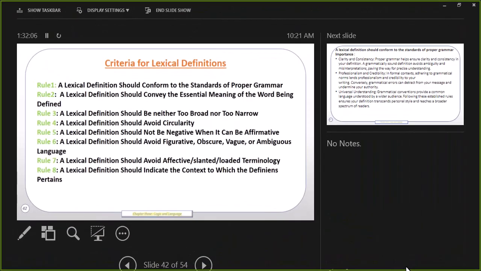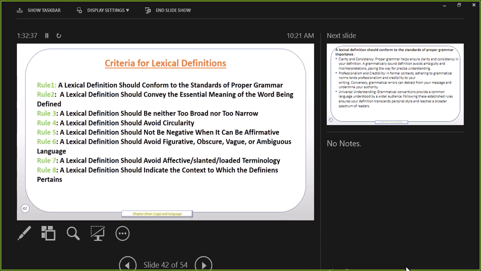What do you think? We're concerned only with lexical definition, criteria for lexical definitions. We have 8 exhaustive criteria that we need to be observant of in our speech and in our writing, in order to make sure that we are on the same page.